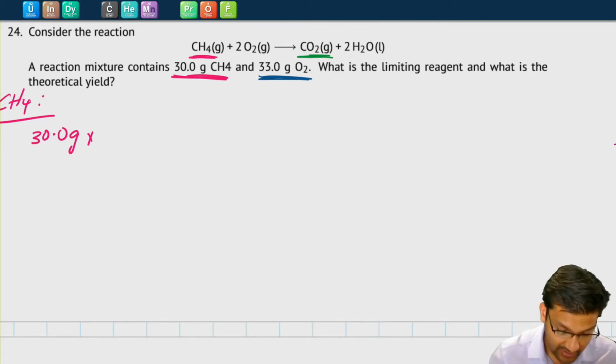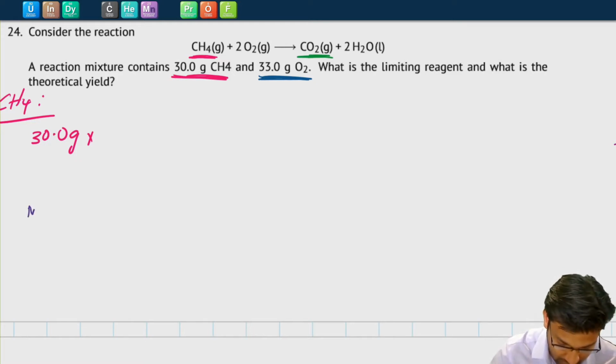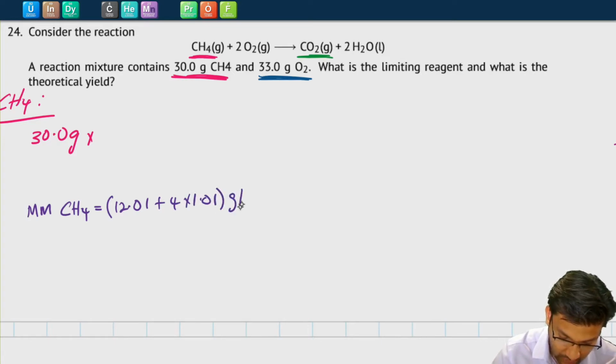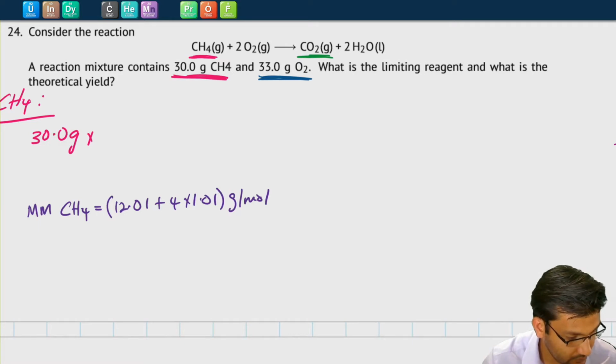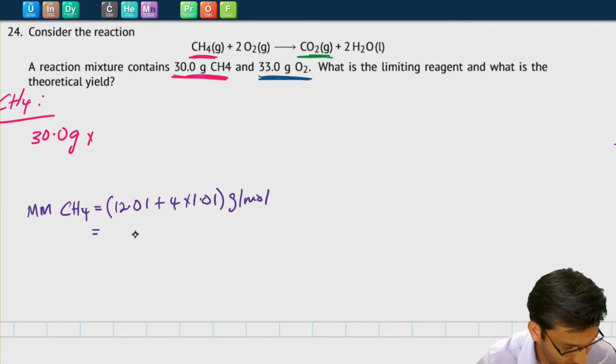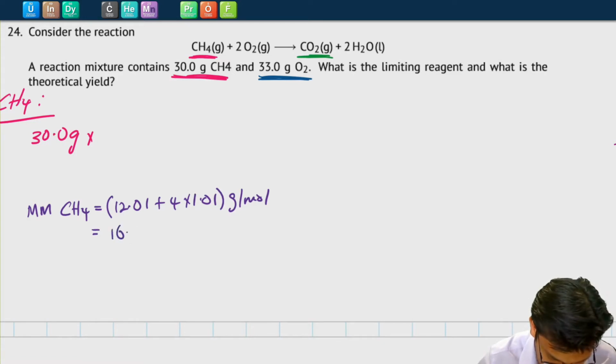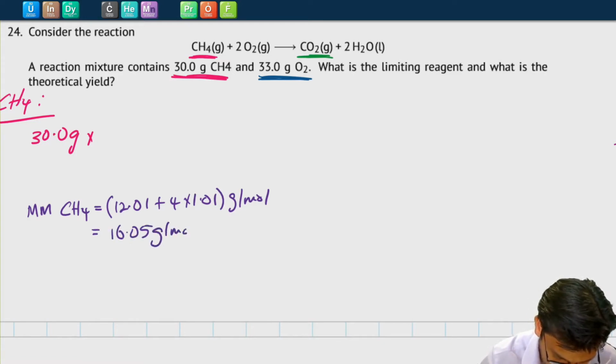Well, first, this is a stoichiometry calculation, so we need to figure out how many moles of methane we have. So the molar mass of methane is equal to the molar mass of carbon plus 4 times the molar mass of hydrogen, which gives us 16.05 grams per mole.